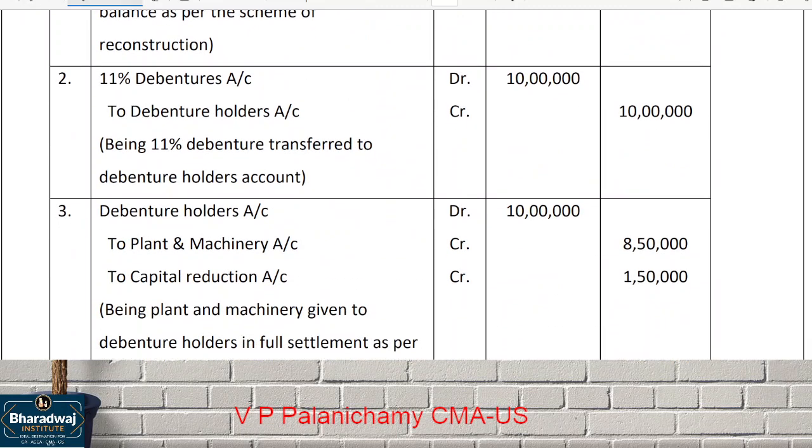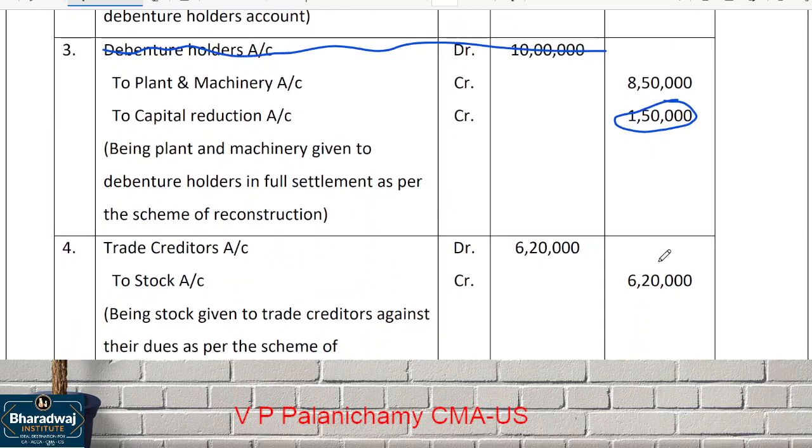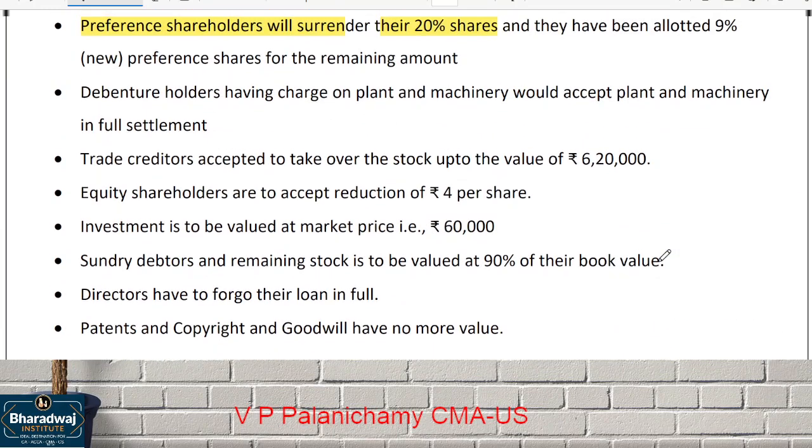Actually, they pass it like a double entry. Debentures to debenture holders, plant and machinery to what? Capital reduction. Anyhow, the debenture holders account is credited, and in the subsequent entry it is debited. You can ignore that. What is the entry we can pass? 11% debentures account debit to what? Plant and machinery, given in full settlement. So balance will go to which account? Capital reduction account.